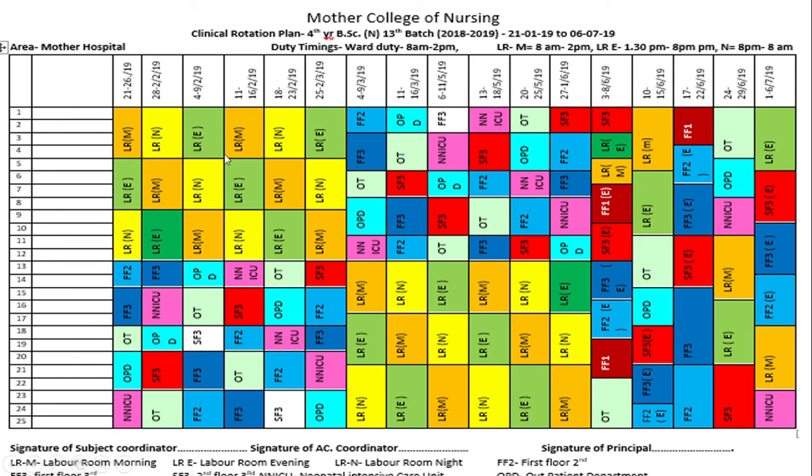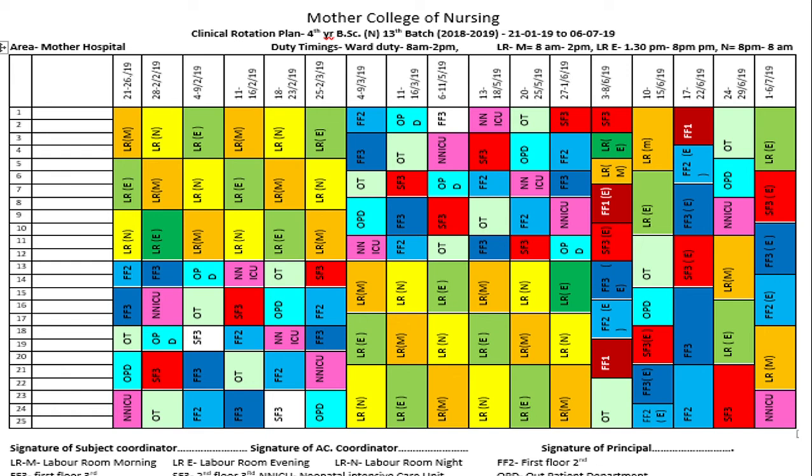Here you can write the names of the students. Names of the students should be written here, 25 students, and also the area of their posting. These are the weeks they are posting, and labor room morning, labor room evening. At the end here you will have the explanation of each term. What LRM means, LRE means, because this clinical rotation plan sometimes you may have to present before the authority, and sometimes this clinical rotation plan will be kept for the clinical inspection committee when they come for the whole college inspection.